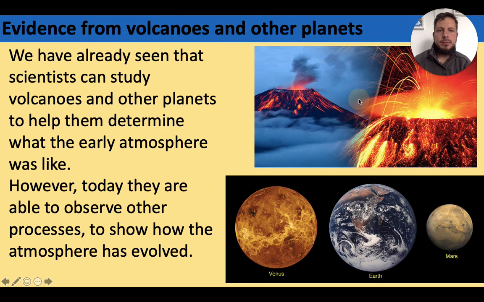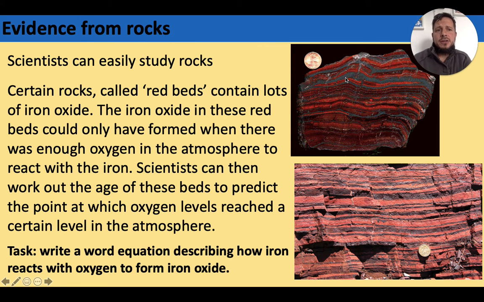Okay, so if you were paying attention, you've seen that scientists can study volcanoes and they can study other planets to help them determine what the early atmosphere was like. However, today they're also able to observe other processes to show how the atmosphere has evolved. And one of the things that they can look at is rocks. So they can study certain rocks called red beds.